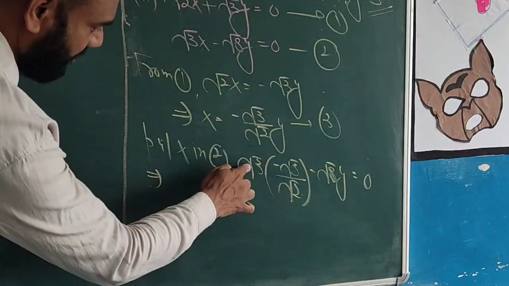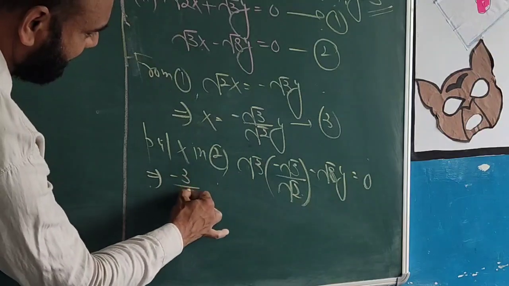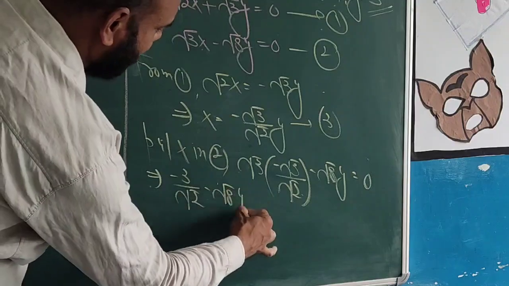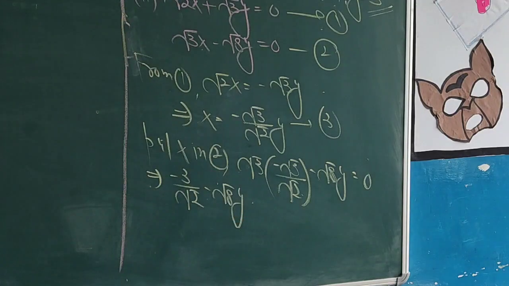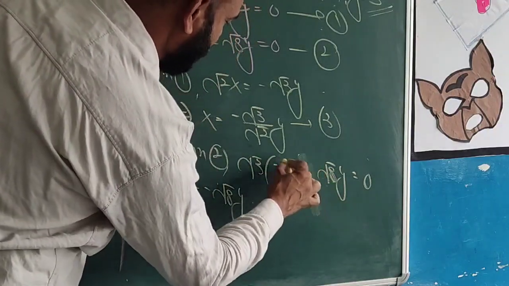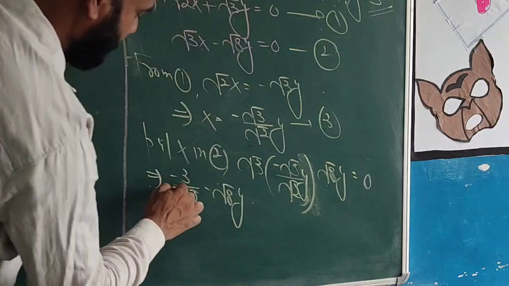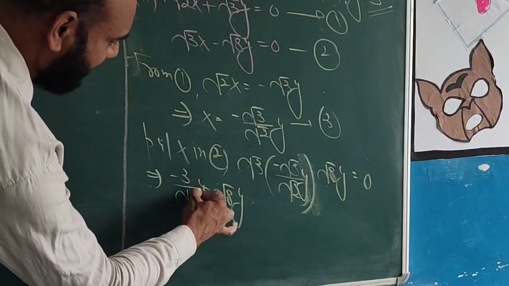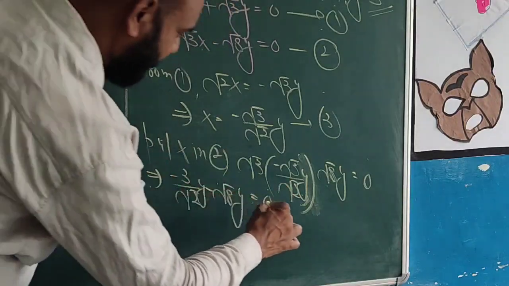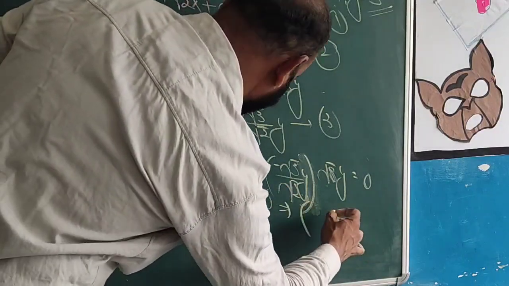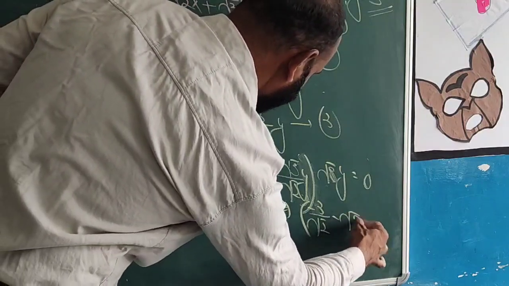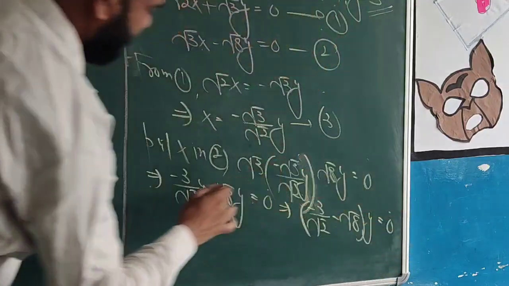This implies root 3 into root 3, that is minus 3, so minus 3 upon root 2 y, and minus root 8y is equal to 0. Now we see y is common here. So taking y common, we get minus 3 upon root 2 minus root 8, times y, is equal to 0.